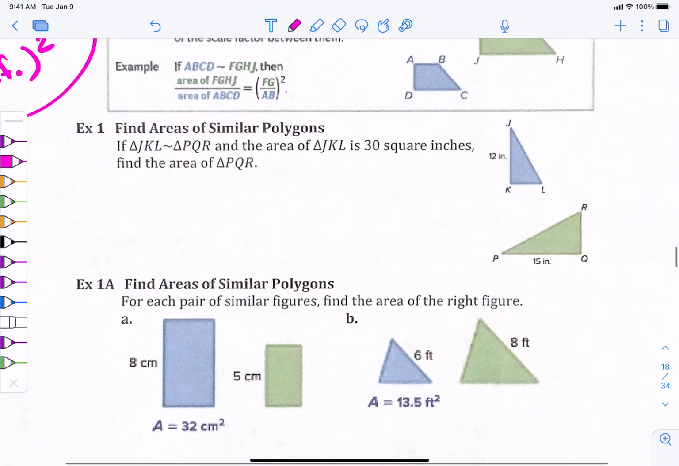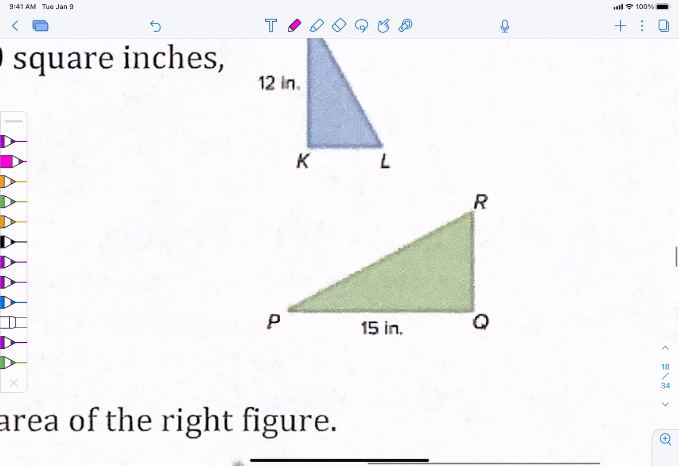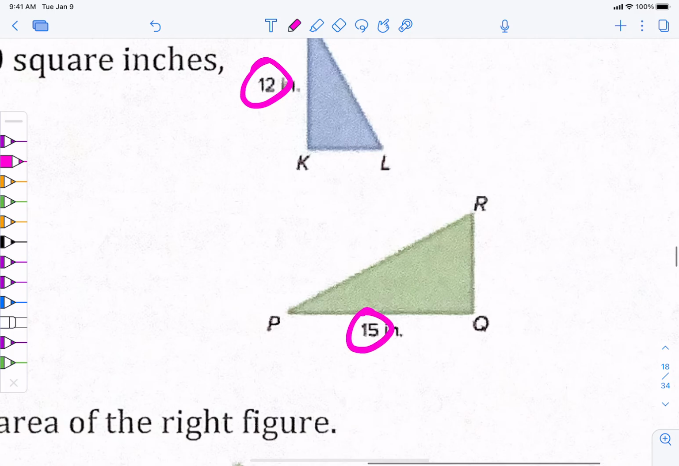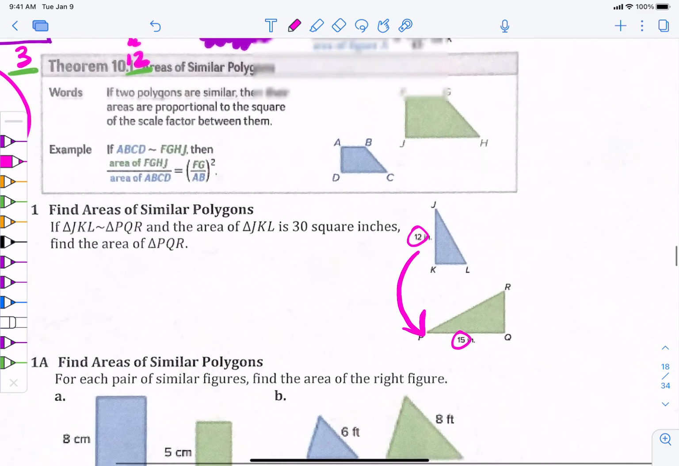Okay, going to example 1. We have one figure and we have the other figure, and we have that they are similar figures. But they only label 2 sides. They label 12 and they label 15. So if I'm going from this guy to this guy, what's the scale factor?